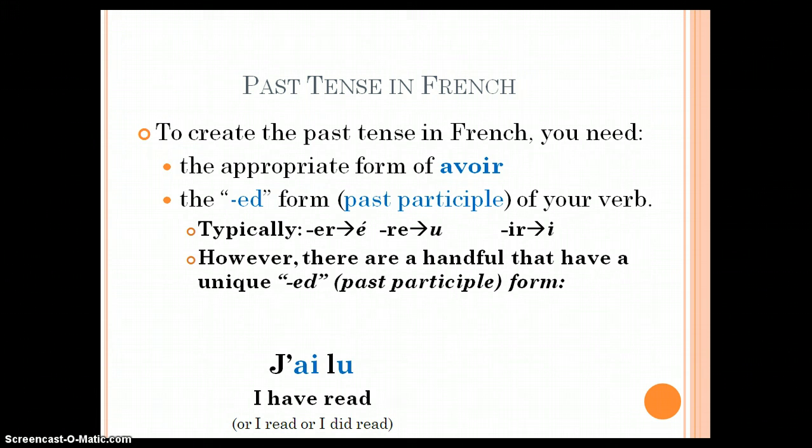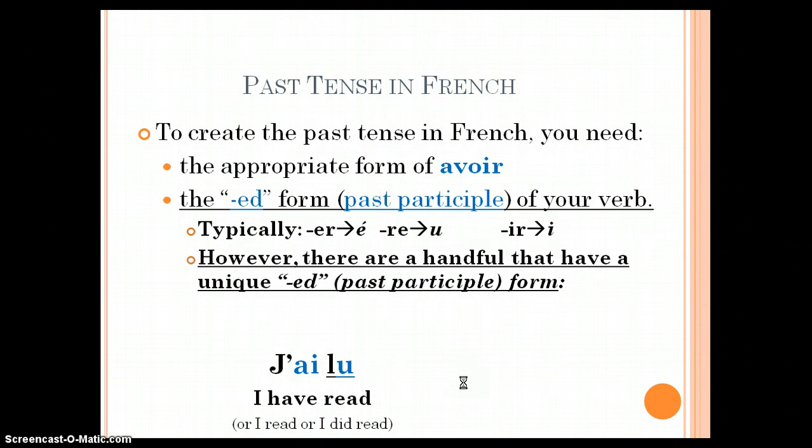So let's take the example j'ai lu. J'ai lu means I have read, or it can also mean I read or I did read. To create le passé composé, or the past tense in French, you need the appropriate form of avoir, which we have, j'ai lu, as well as the ed form of the past participle of your verb. Typically, er changes to é, re changes to u, and ir changes to i. However, there are a handful that have a unique ed, or past participle form, like lu. Because remember, lire changes to lu.